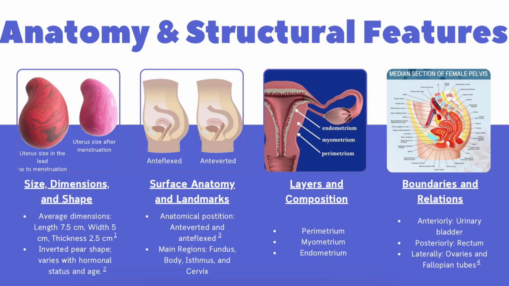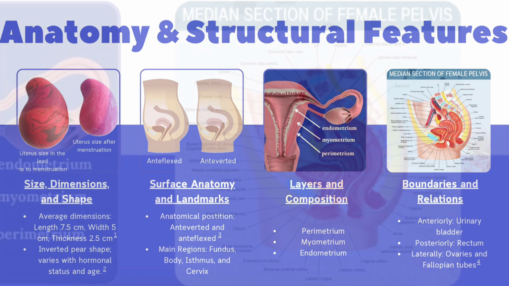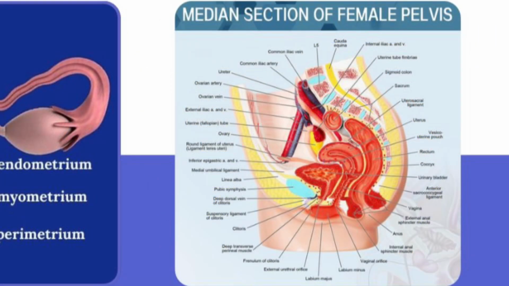This intricate composition is further complemented by the organ's strategic positioning within the pelvic cavity. As we shift our focus to the uterus's anatomical relationships, we find it intimately connected with several critical pelvic structures. These spatial associations not only influence uterine function, but also have significant clinical implications. Anteriorly, the uterus maintains a close relationship with the urinary bladder.